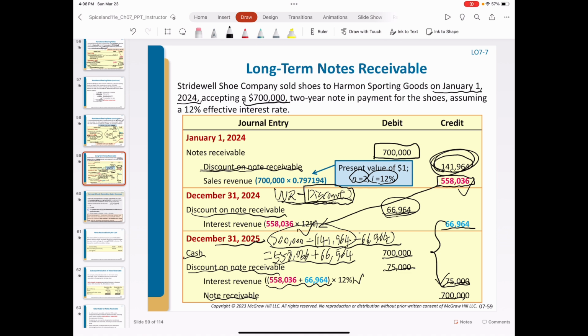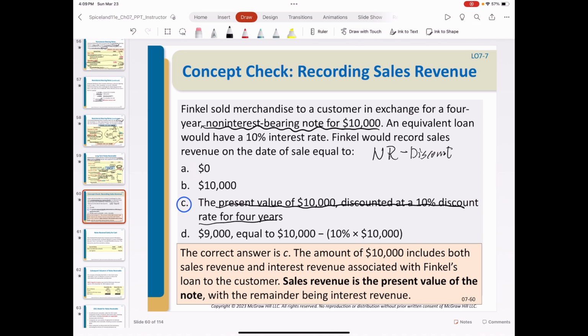Just like this, the sales revenue $558.36 was the present value of $700,000, with the assumption n equals 2, interest rate 12%. In this example, it is the present value of this notes receivable, with an assumed 10% for years.